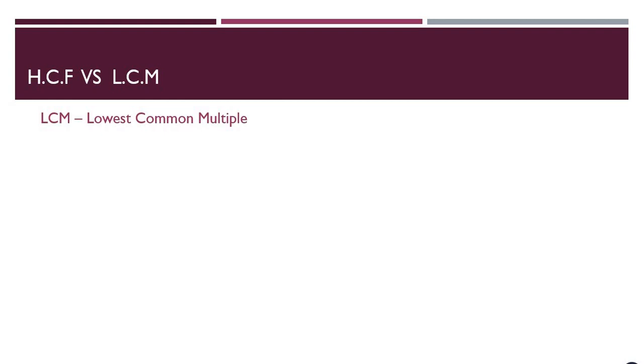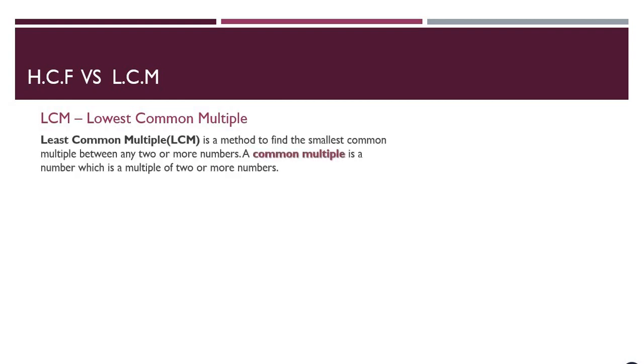which means the lowest common multiple or least common multiple. The least common multiple, LCM, is a method to find the smallest common multiple between any two or more numbers. A common multiple is a number which is a multiple of two or more numbers. LCM denotes the least common multiple of any two or more given numbers.